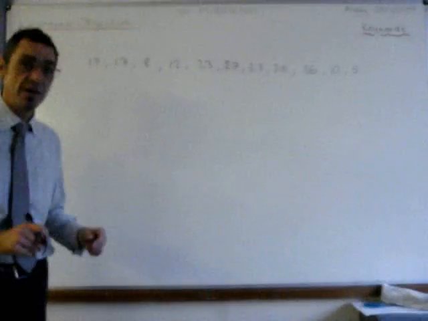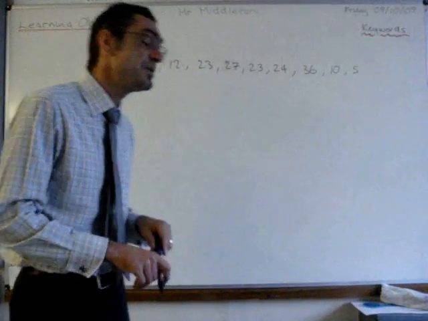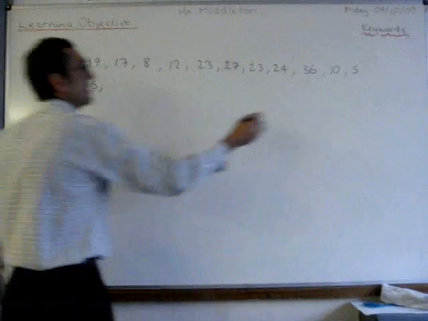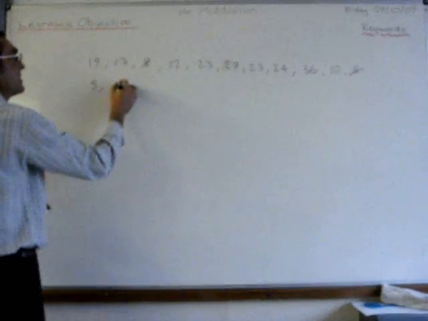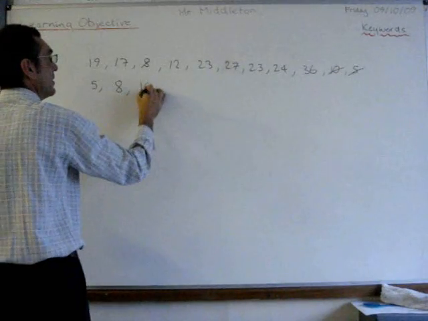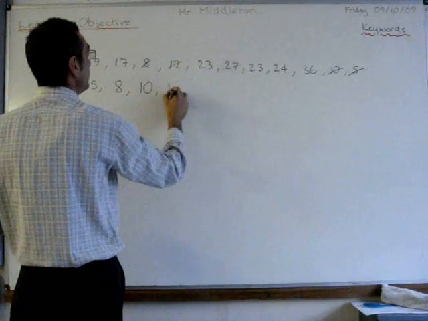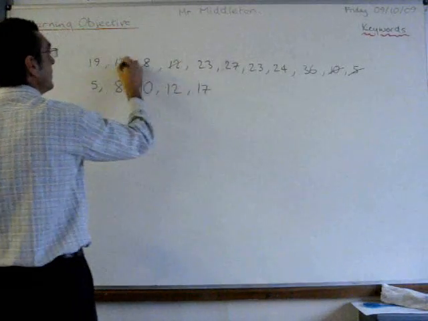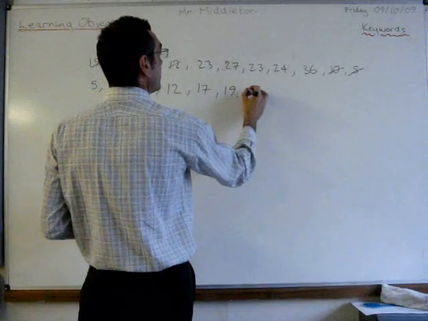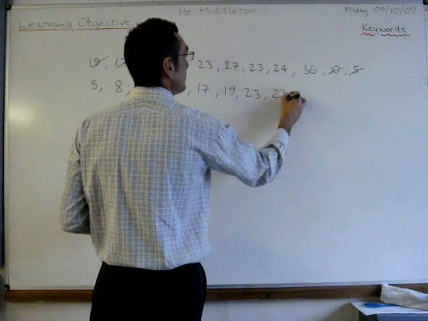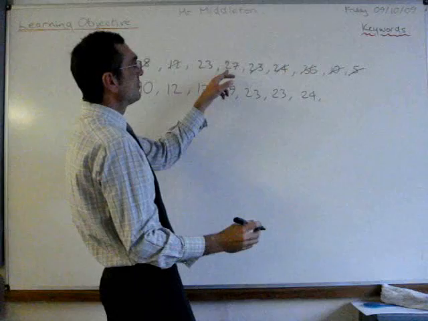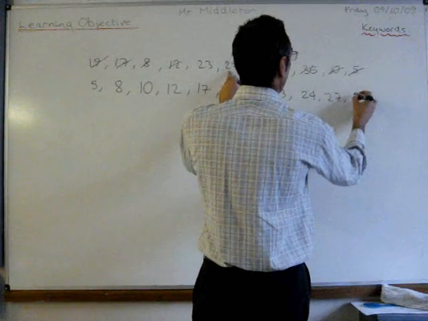Here's a set of data. First thing we do is put our list in order. It's always very good practice. So my lowest number on here, I have 5. And then an 8. Then running along a 10. Then a 12. 17. 19. Then I've got two 23s. 24. 27. And 36.